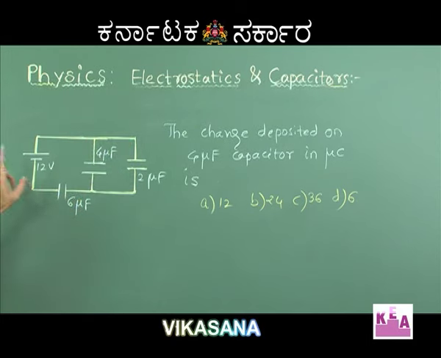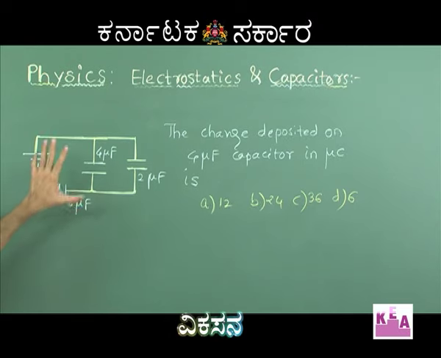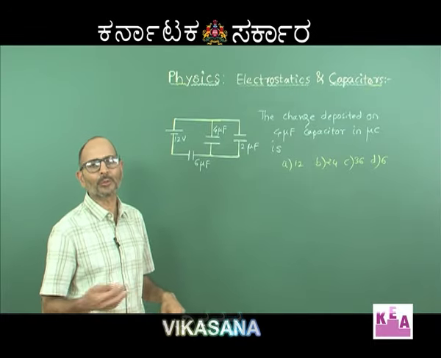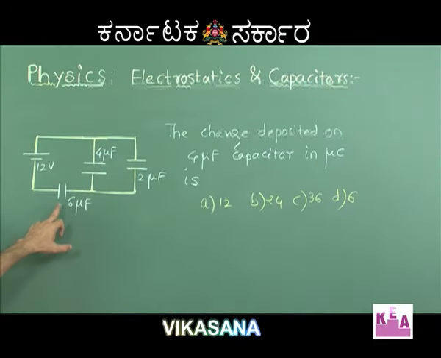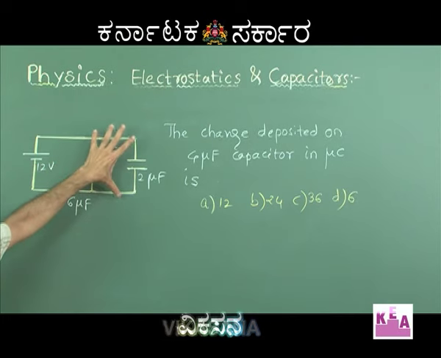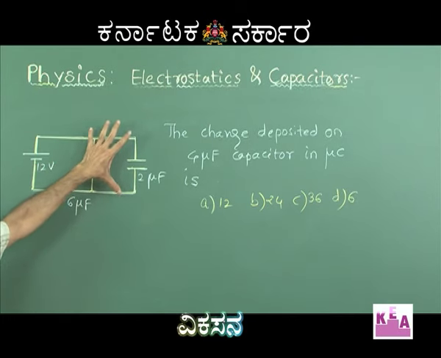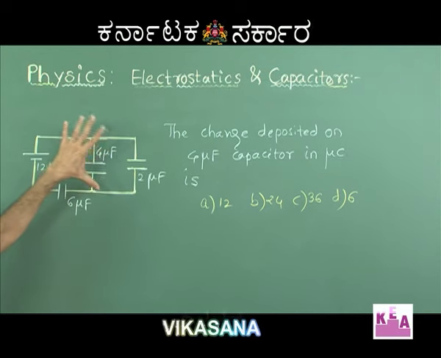Now, you will be left with a circuit in which there is a battery of 12 volts and 2 identical capacitors of 6 microfarad each. So, what should be the drop in each one of them? The drop in this 6 microfarads should also be 6 volts, and in this 6 microfarads should also be 6 volts. Now, there are 2 capacitors which are in parallel, and across whom the potential drop should be 6. I hope I am clear.